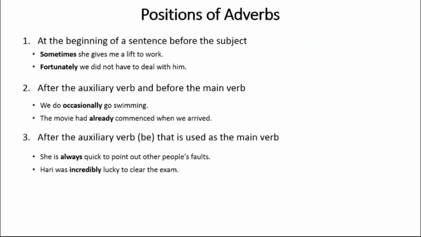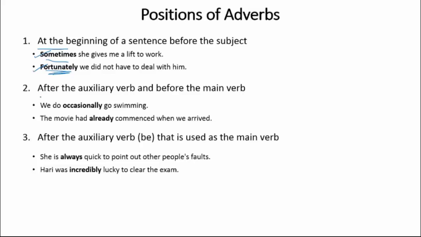Now let's discuss where exactly in a sentence we can place adverbs. Adverbs can be placed at the beginning of the sentence. They add extra stress to the doer of the action if we place them at the beginning. For example, sometimes she gives me a lift to work. When? Only sometimes. Fortunately, we did not have to deal with him. Fortunately. When we add the adverbs at the beginning, they actually add some extra stress.